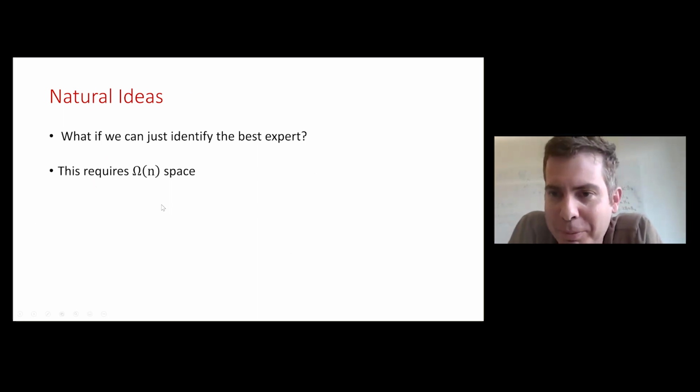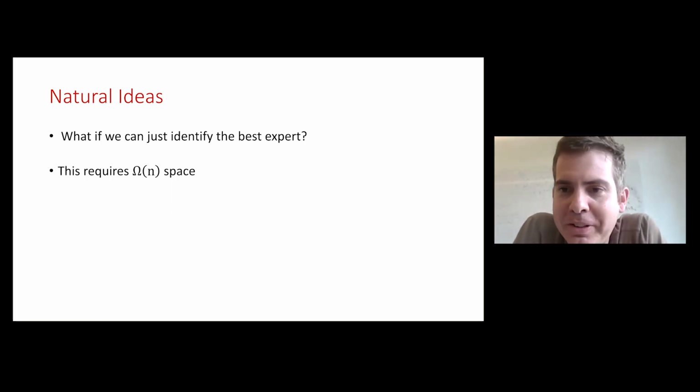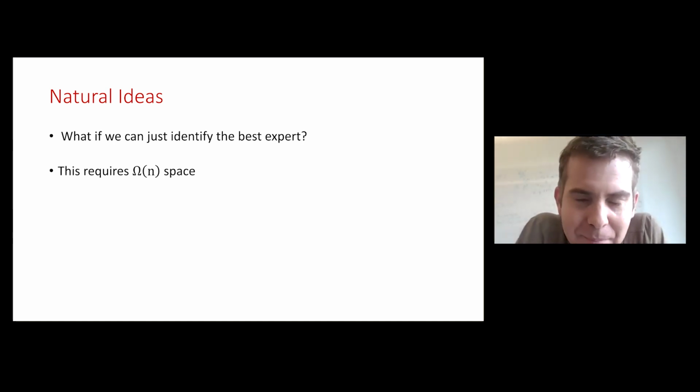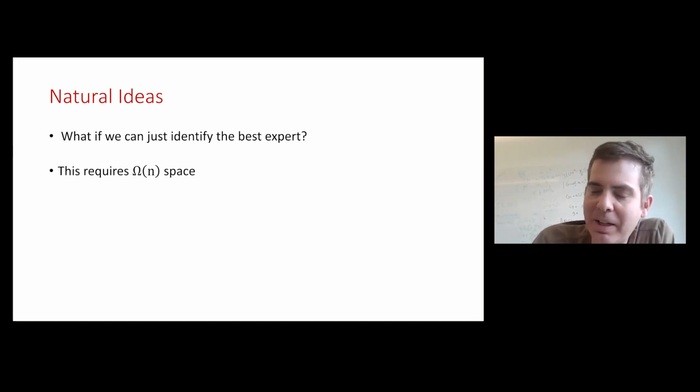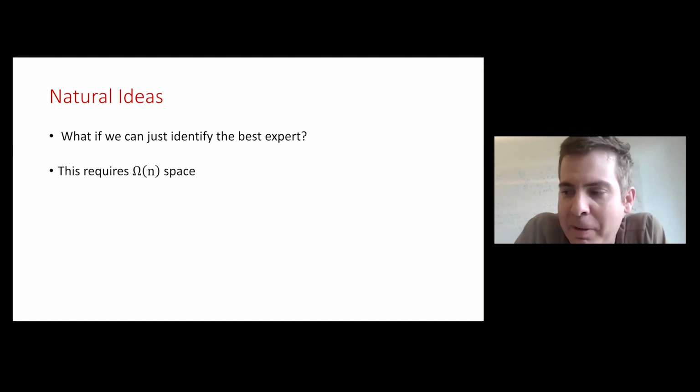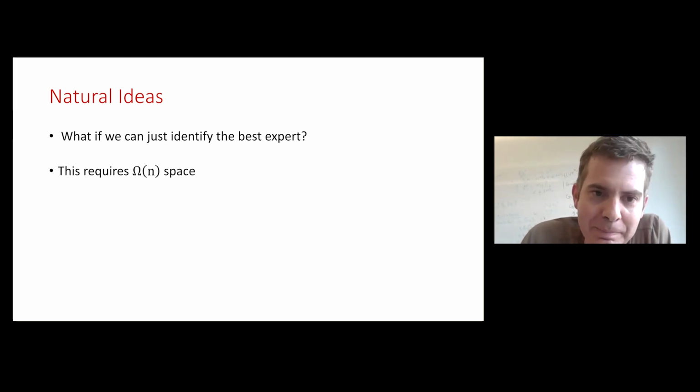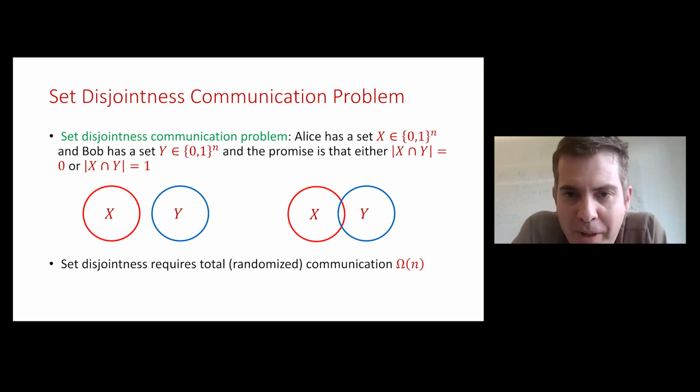So how are we going to solve this problem? A natural idea might be, can we somehow just find the best expert? If we knew who the best expert was, then we could just follow the best expert. And it's easy to see that this actually requires omega n memory. This is pretty unfortunate for this problem. And there's a simple reduction from the set disjointness communication problem.